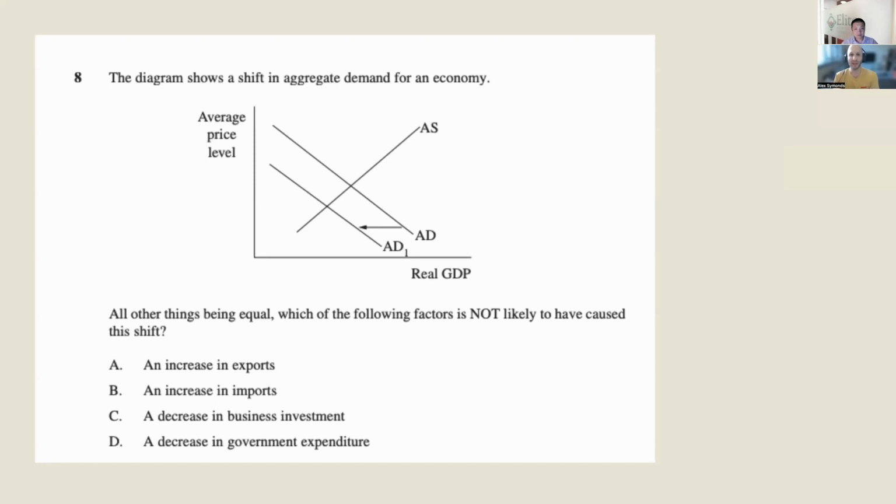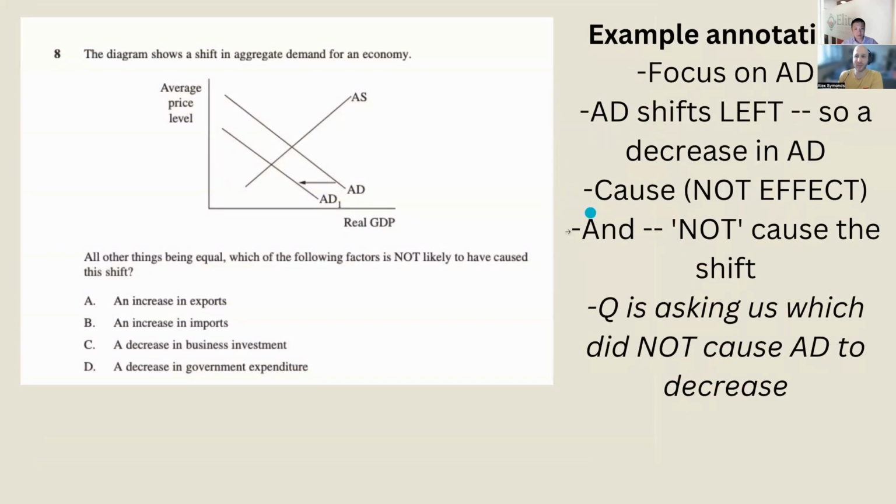So rather than sinking into this confusion, what I would do is take my pen and physically annotate the question. I've just typed it here because it's easier. The things I would focus on are really messages for myself. Firstly, focus on aggregate demand. That is what the question is asking about. That is where your attention should be focused.